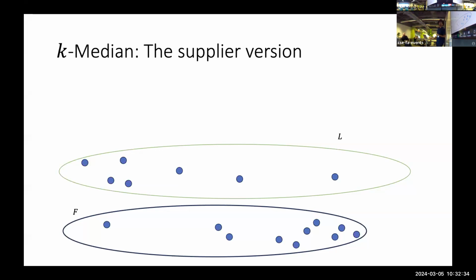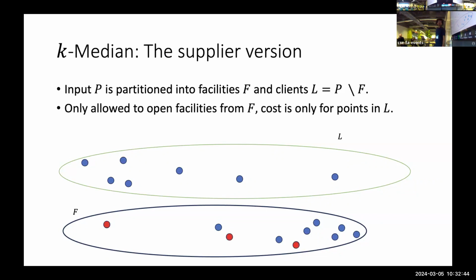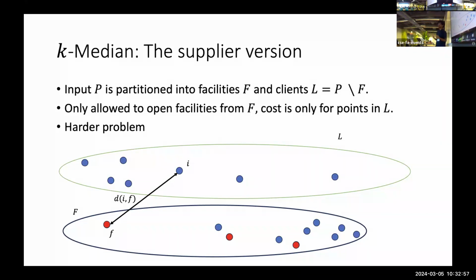And the supplier version is, of course, very similar to k-supplier. You have two sets, L and F. L is the set of clients and F is the set of facilities. So you need to open k facilities so that each client goes to the nearest facility, and then you sum up all these distances, and that's your new objective function. In some sense, this is a harder problem because if you can solve this problem, then you can solve the non-supplier version. You can just set both the sets to be the same set, because you can open centers anywhere in the non-supplier version.